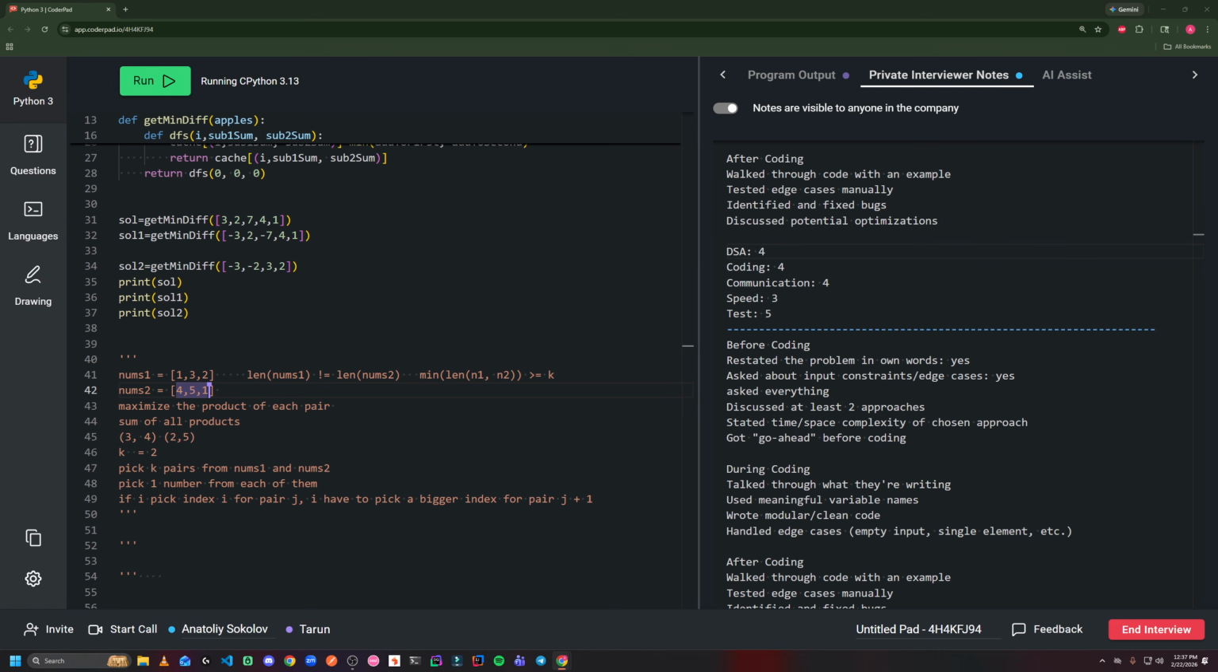Okay. So I need to pick in such a way that we maximize the product of each pair and get the sum of all products. So for each pair, how can I choose two numbers such that the product is maximized? And here the index matters because I can't randomly get the numbers.